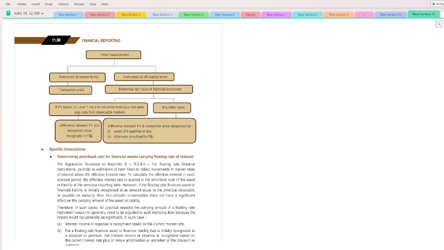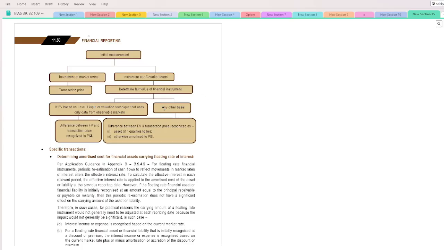So here the valuation technique uses only data from the observable market. I think level 2 is also covered here, but let's park it until we cover Ind AS 113. There it will have more clarity whether level 2 is also included or not. Because if you are using input from the observable market and computing the price, then it is also covered under this one.